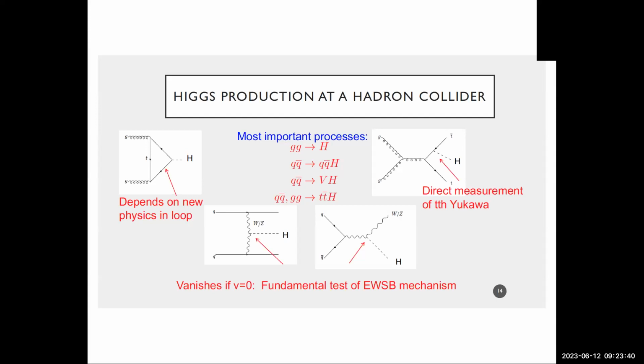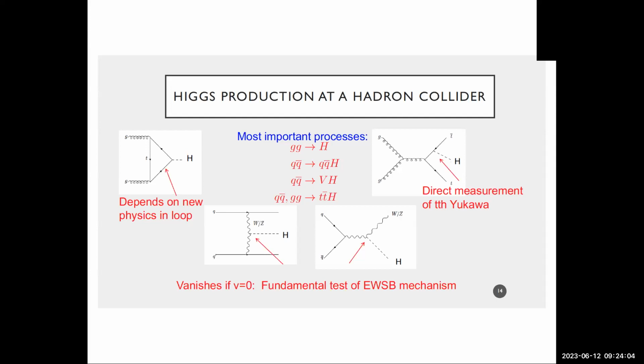And in fact, it's kind of interesting because the rate for this is very specific in kinematic space. Because it's essentially Weizsäcker-Williams, this guy and this guy are in the forward direction. So you tag these forward jets, and this Higgs is very, very central. And there's almost no jet activity in the central region near the Higgs. So it turns out the background is really small for this.